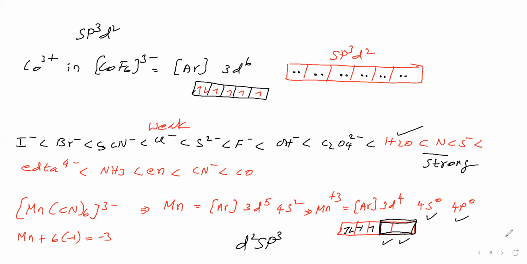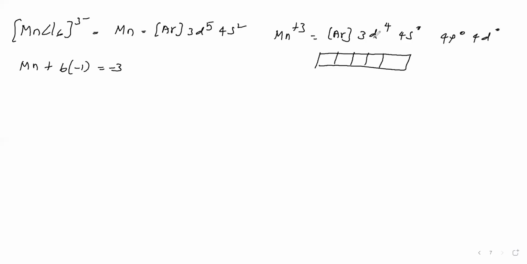Weak field ligand means don't force the electrons to pair. Okay. So 4 electrons: 1 electron, second electron, third electron, fourth electron. Okay. Now we will go for hybridization. Here 6 ligands are there, so 6 coordinate bonds. So manganese is having 6 coordinate bonds, octahedral. Octahedral means manganese should provide 6 vacant hybrid orbitals.